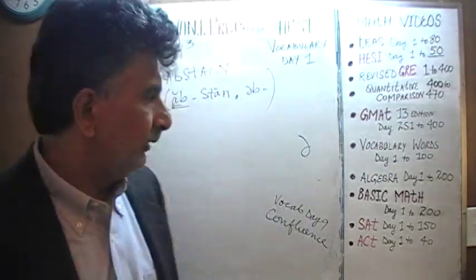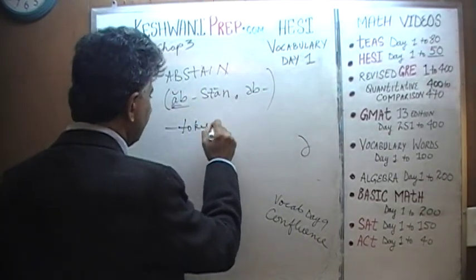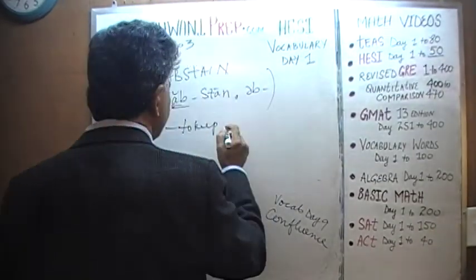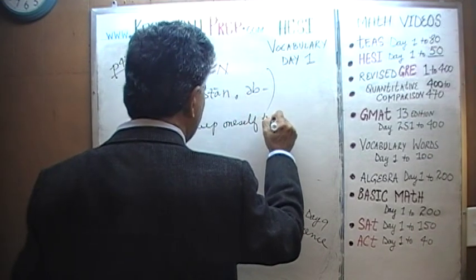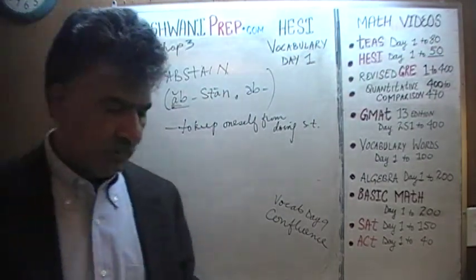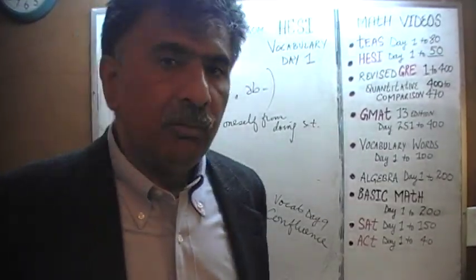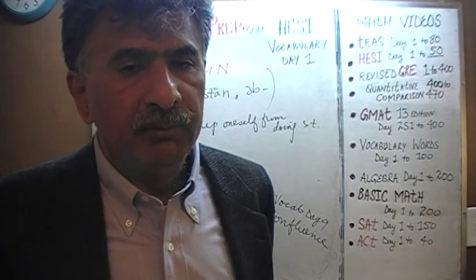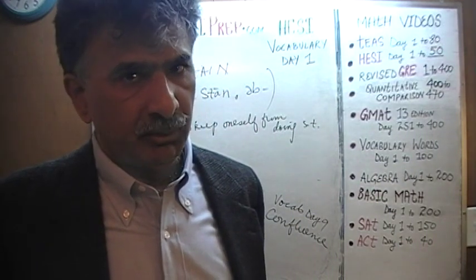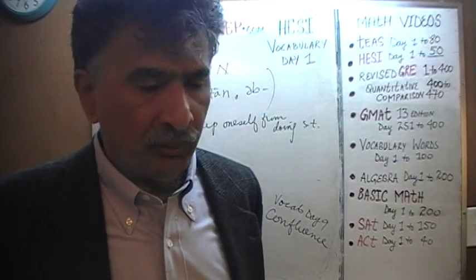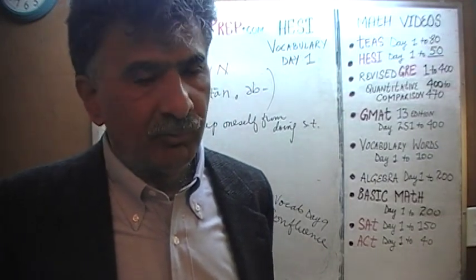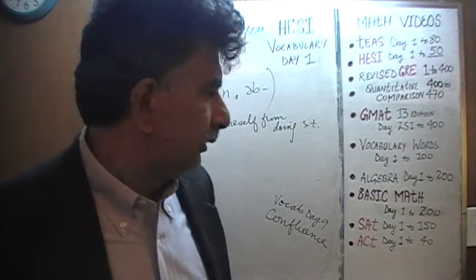What does it mean to abstain? It simply means to keep oneself from doing something. For example, someone might tell you, please refrain from smoking in my house. In other words, please don't smoke when you're inside my house. No smoking in my house. Please refrain from smoking. Please refrain from swearing. Don't swear, and so on and so forth.